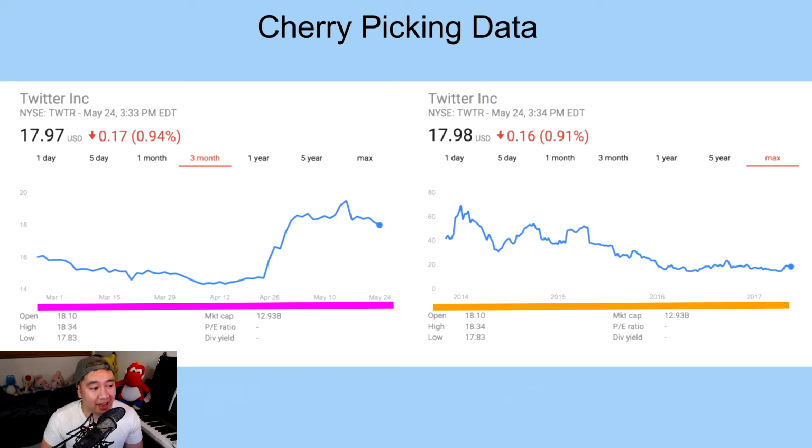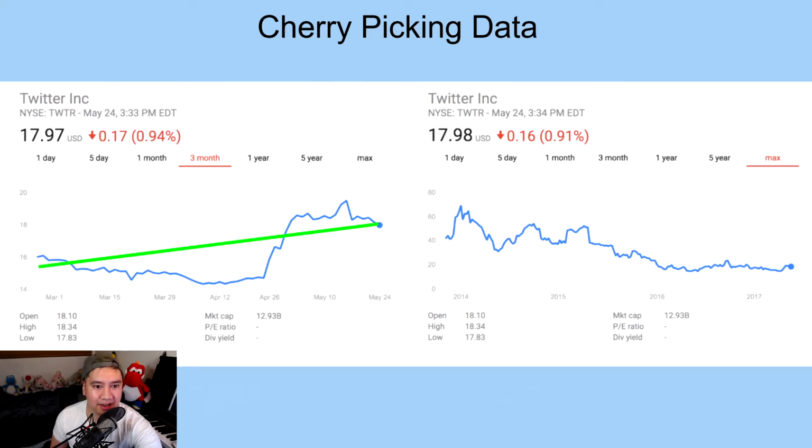But the orange line is about 3 years or so, right? Yeah, something like that. From 2014 to 2017, at least. But we see on the left graph that, hey, Twitter, it looks like they're doing pretty good, right? Like, in the last 3 months, they've been kind of increasing in stock value, right? According to this green line. Good channel trend. Maybe I should start buying stocks. Or, it's a good time to invest, right?